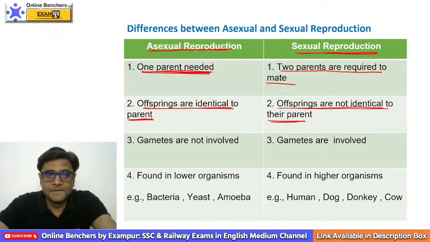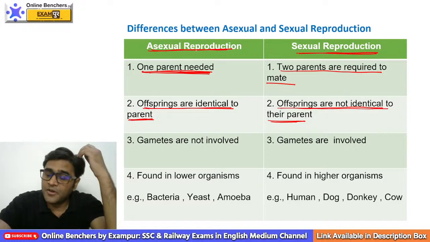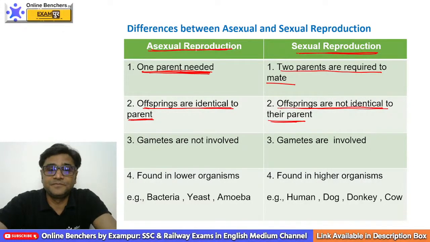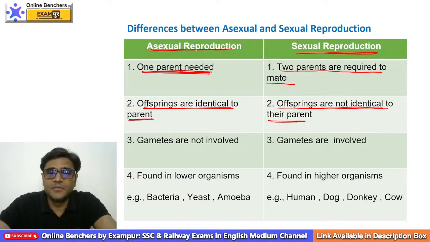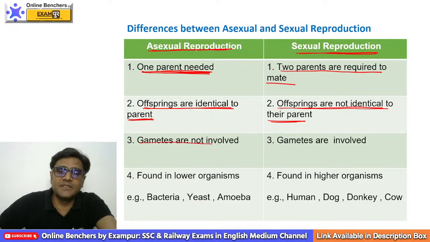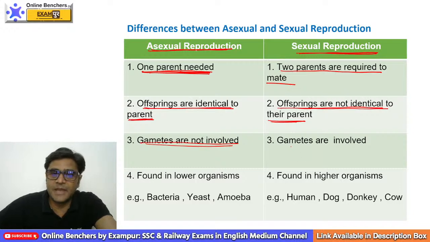Robin, good morning. In asexual reproduction, a single parent is involved. In sexual reproduction, two parents are required to mate, male and female. Offsprings produced by asexual reproduction are identical to the parent, but they are not identical to their parents in sexual reproduction, because two parents are involved. Now the third point is very important, guys. In asexual reproduction, gametes are not involved. Without gametes, sexual reproduction is not possible. We will discuss what gametes are a little later, don't worry.